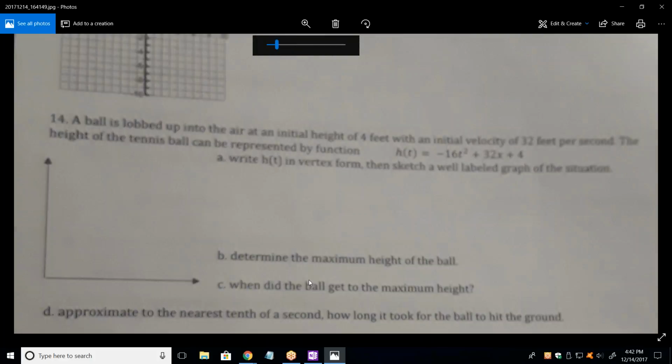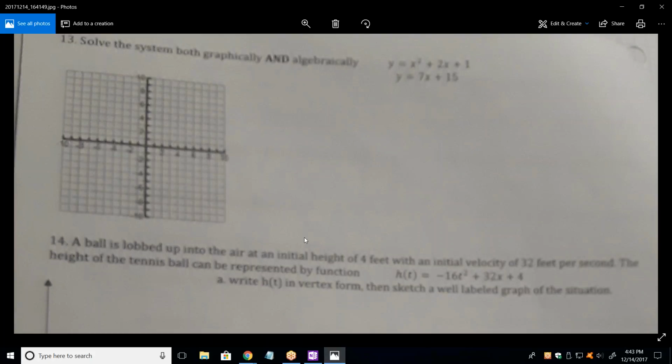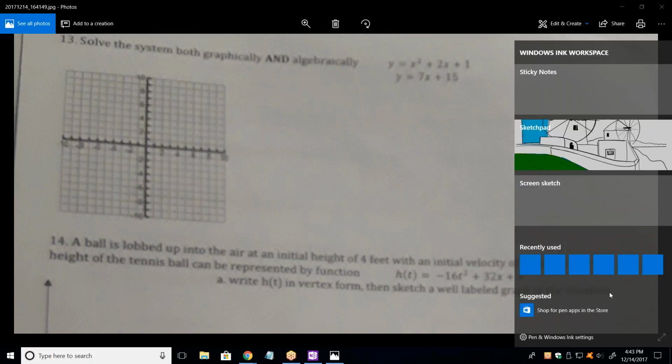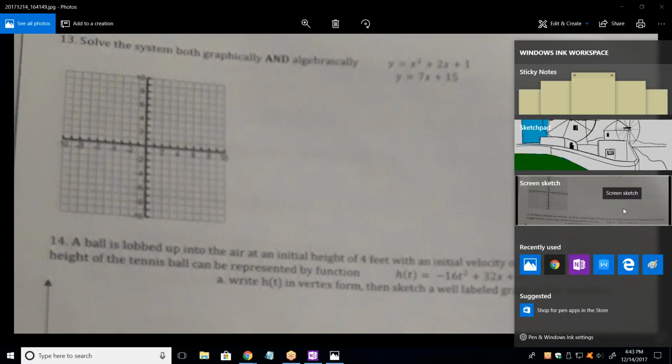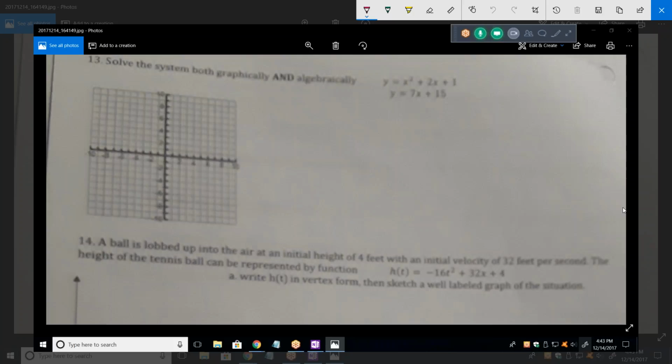Where do we want to start? 13. Okay. Windows Ink workspace does not want to work. There it goes. All right.